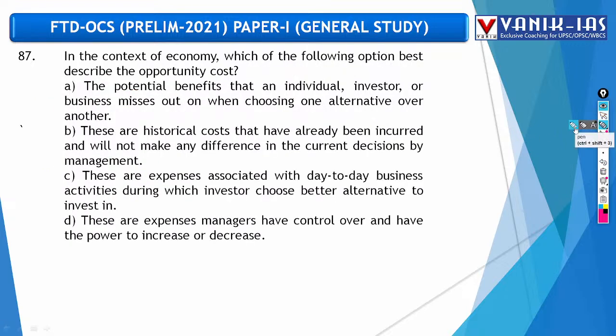In the context of economy, which of the following options best describes opportunity cost? The potential benefits that an individual, investor, or business misses out on when choosing one alternative over the other. That is called opportunity cost. When you choose one alternative over the other, then you lose something. That is called opportunity cost.